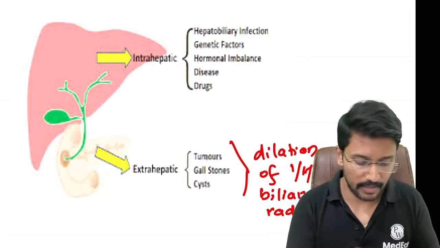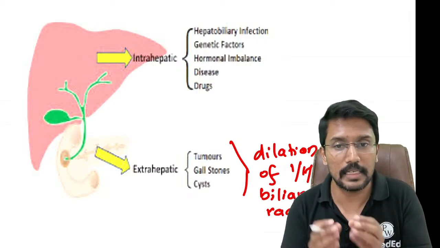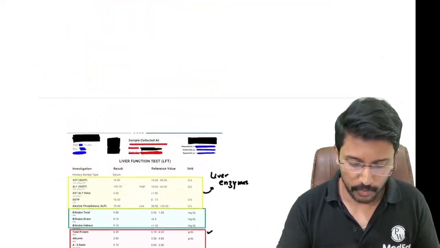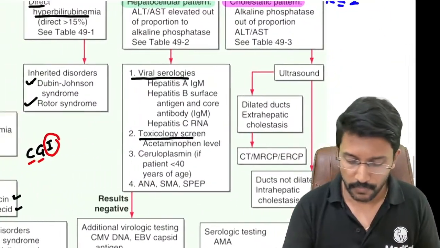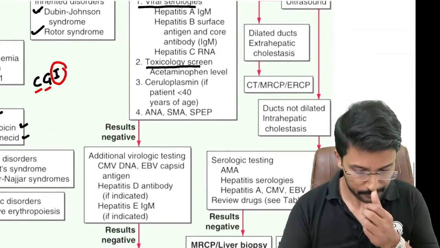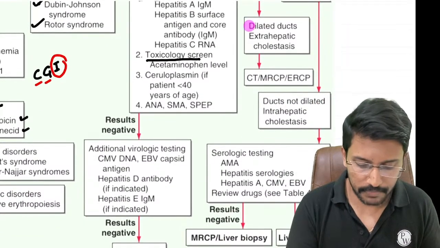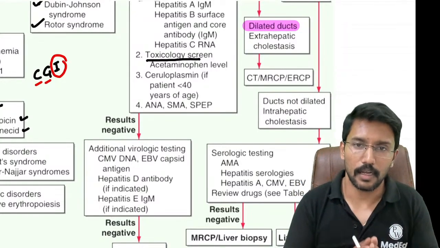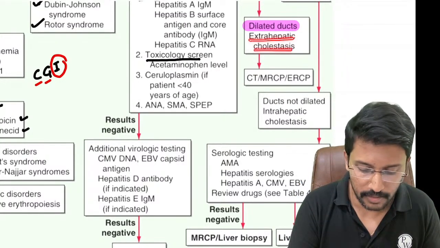So these dilated intrahepatic biliary radicals can be easily visualized on the ultrasound. And that is why ultrasound becomes the next best step for us. Do the ultrasound and see whether the dilated ducts are there. If the dilated ducts are there, that means the obstruction is outside the liver. We will call that extrahepatic cholestasis.